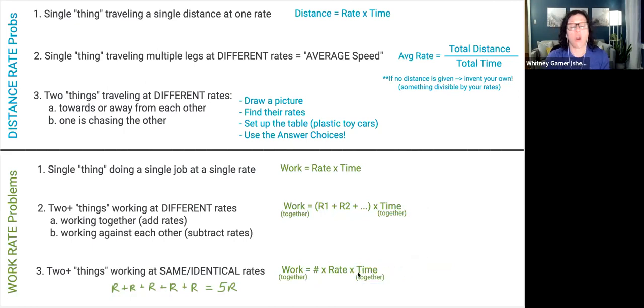Are their rates or are the work and the time together? The rate this time is individual. So I have a new variable that gets incorporated for the number of those identical workers. Also, for this scenario, we often end up needing to use the formula repeatedly. So we end up using it a couple of times. So let's try one. I really like this problem.